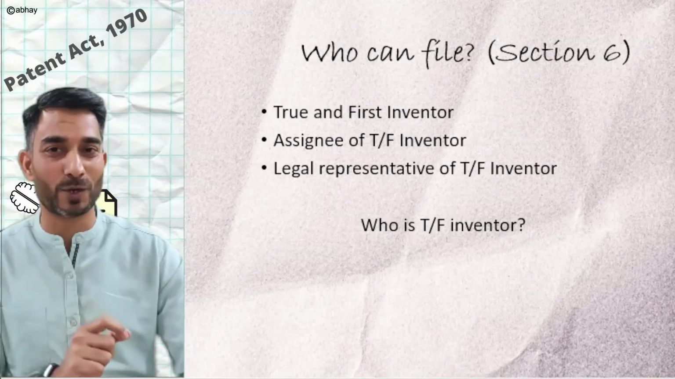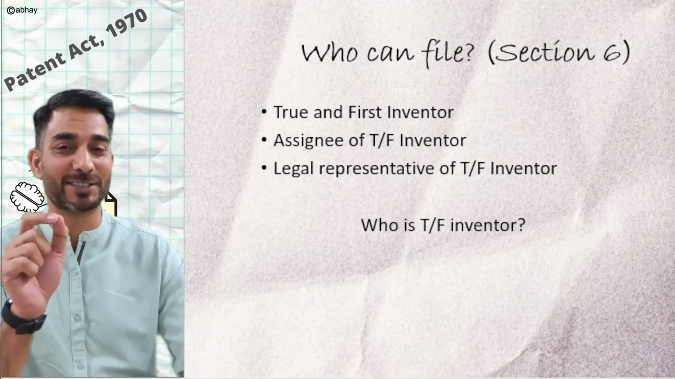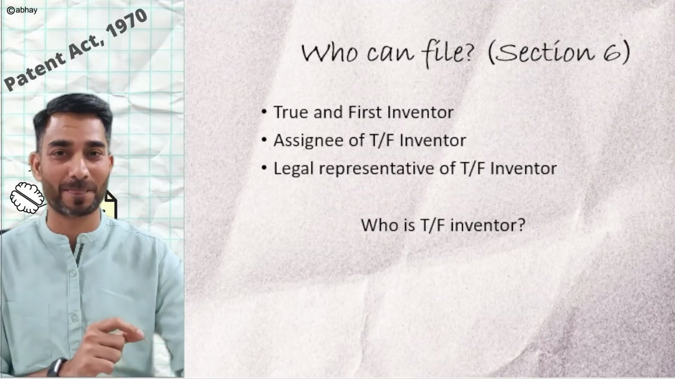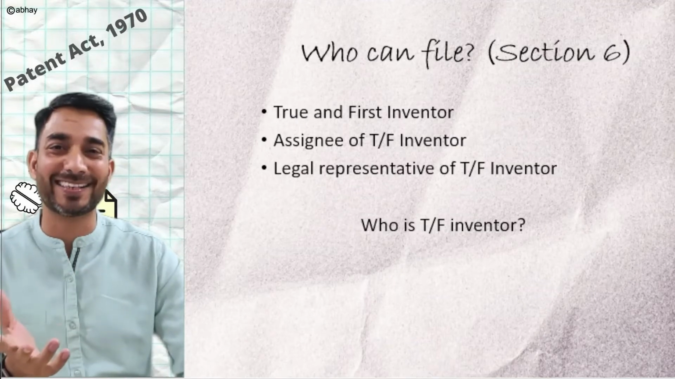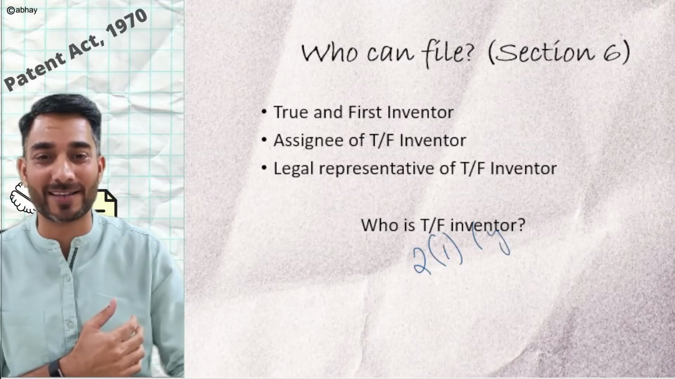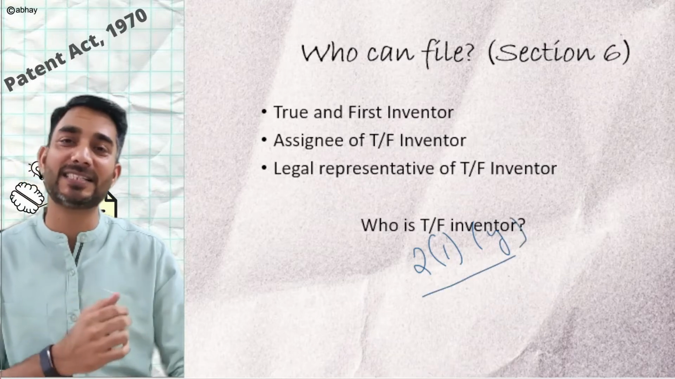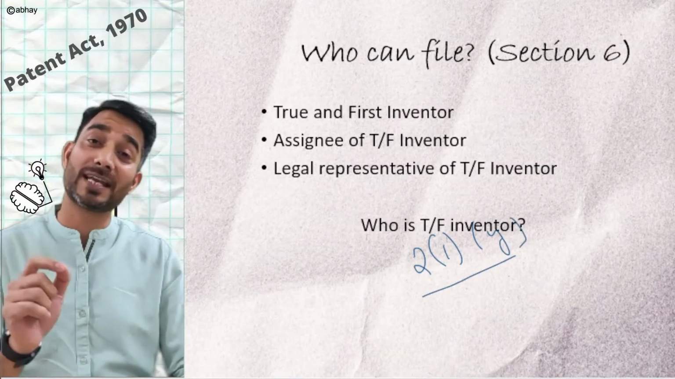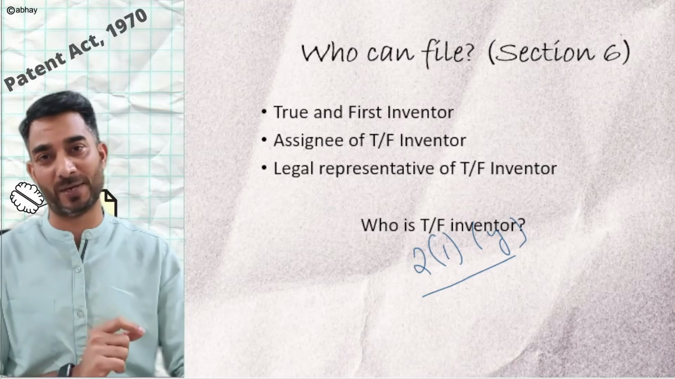Can you recall what is that? What is that section or subsection of Section 2? Can't? Why? It's Section 2(1)(y) that helps us to understand who cannot be termed as the true and first inventor.